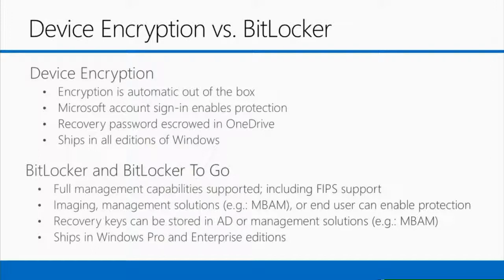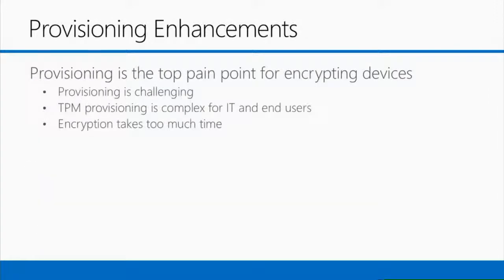BitLocker and BitLocker To Go are probably familiar to this audience, so I'll quickly recap. We have full management capabilities, including FIPS support, and in Windows 8 we simplified the provisioning story for BitLocker. You could use MBAM. We also have a pre-provisioning story, so you could enable BitLocker as part of your setup, or the end user can enable protection. We support recovery key escrow to AD or via MBAM, and BitLocker remains a premium feature, available in the Pro and Enterprise editions.